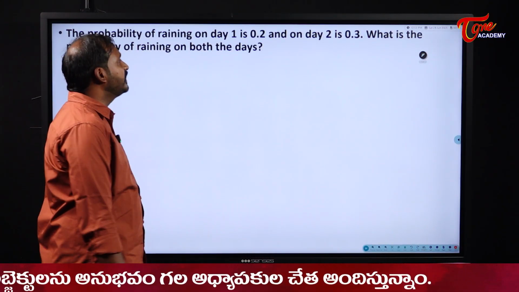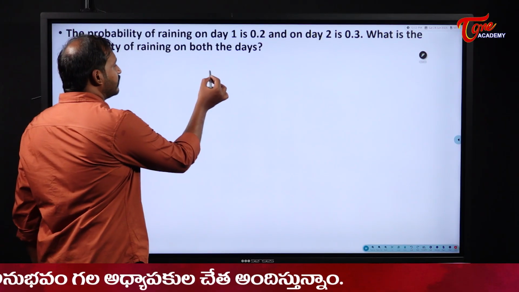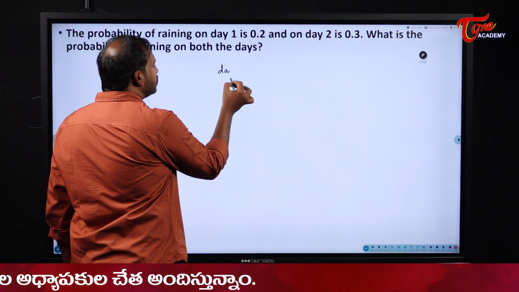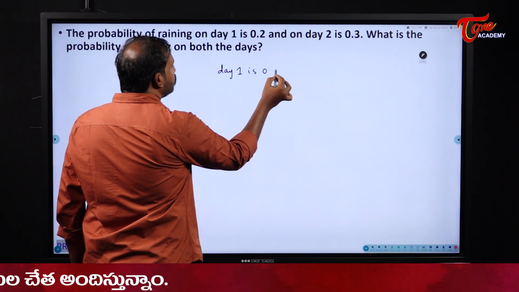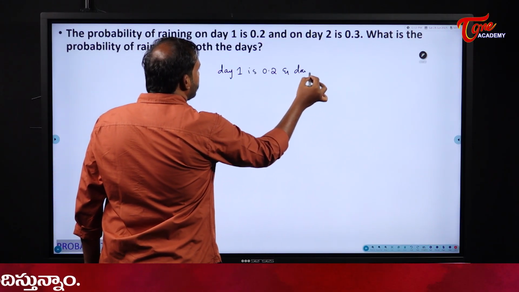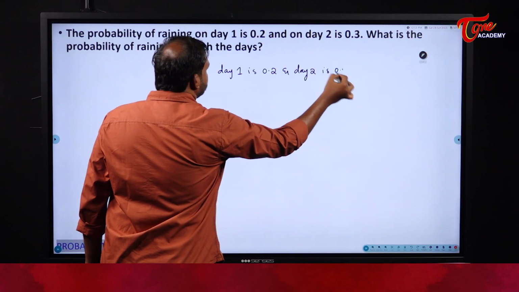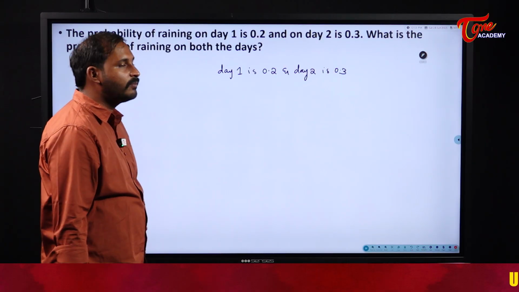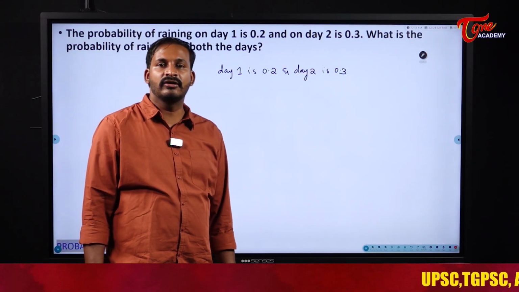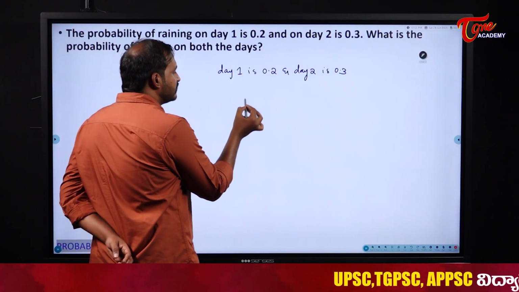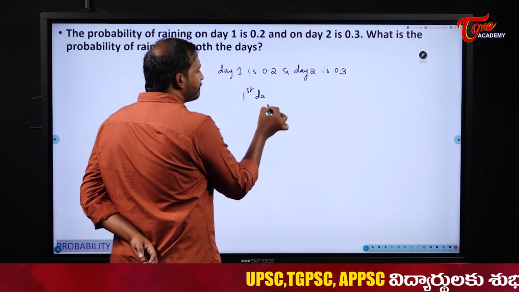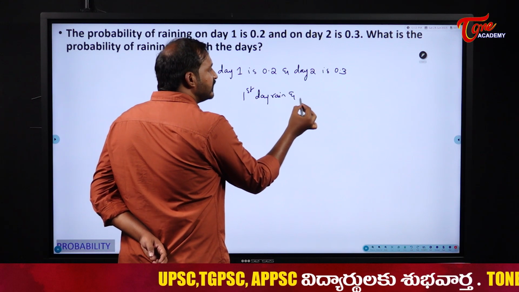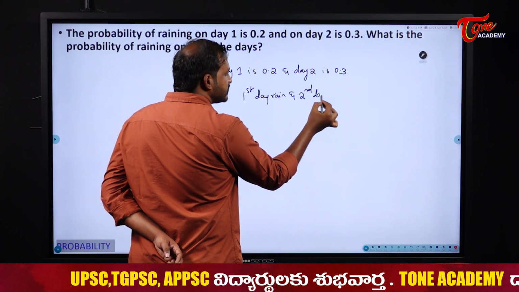The probability of raining on day 1 is 0.2 and day 2 is 0.3. What is the probability of raining on both the days? That means, see here students, first day it rains and second day also it rains.